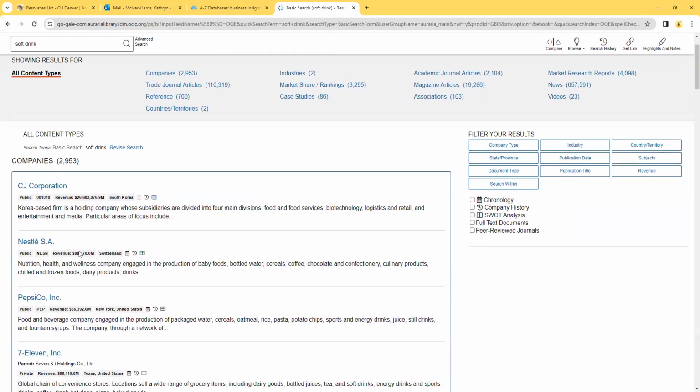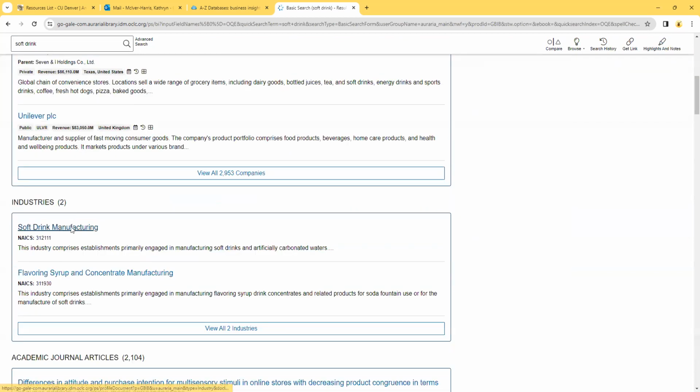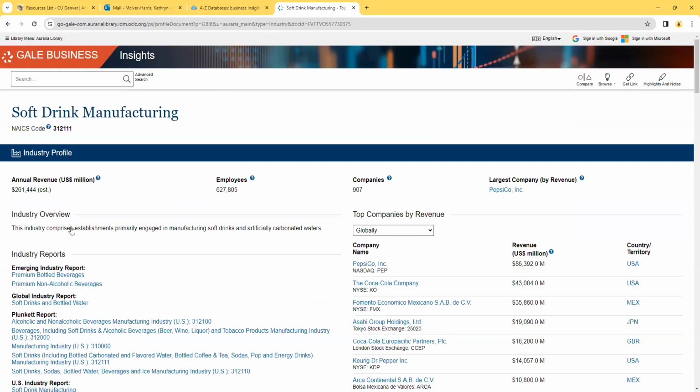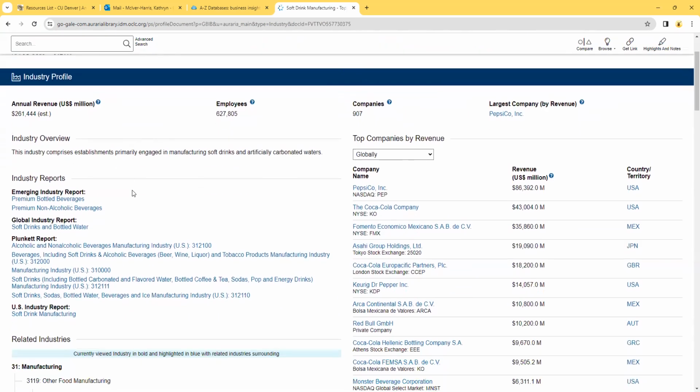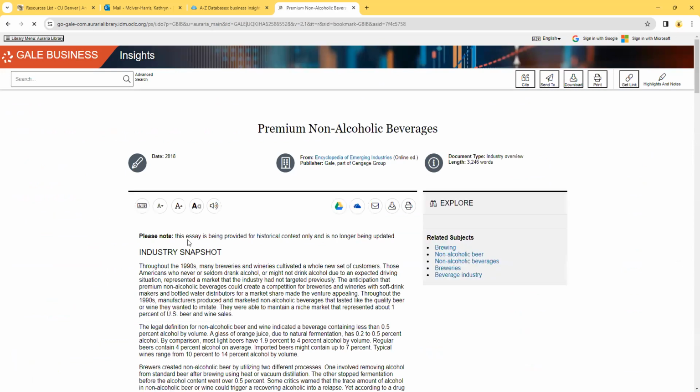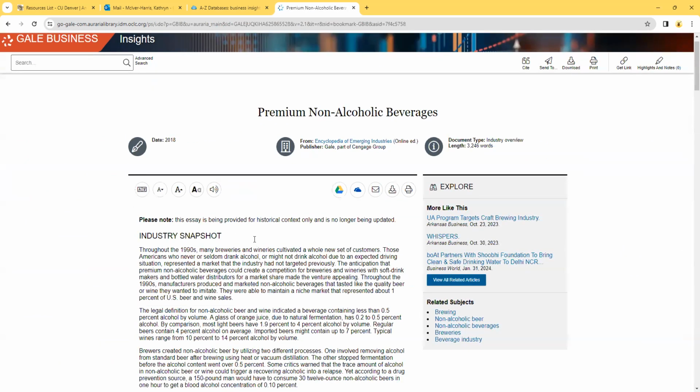So we're going to come back here and look at soft drinks. We're going to look at soft drink manufacturing, because technically a soft drink is anything that is not an alcoholic drink. That being said, this might not be the best way to look. And this is where, if you know what a company that does something similar is, you can search by that company, learn everything you need to know about that company. We're going to say premium non-alcoholic beverages is a good way to look.